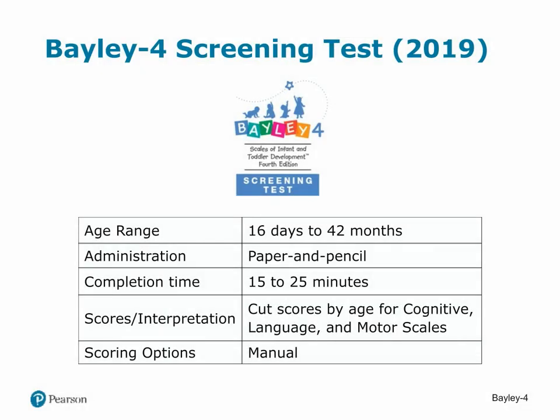In addition to the Bayley-4, Pearson will publish the Bayley-4 screening test in 2019. The Bayley-4 screening test will cover the same age range as the Bayley-4. The administration format will be paper and pencil, and the items can be administered within 15 to 25 minutes. Practitioners will use tables in the manual to identify cut scores by age for cognitive, language, and motor scales.